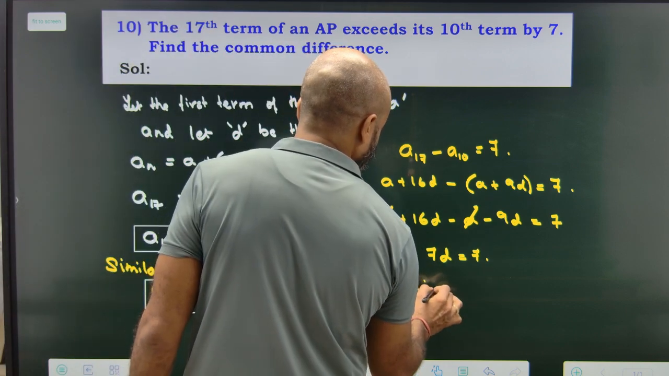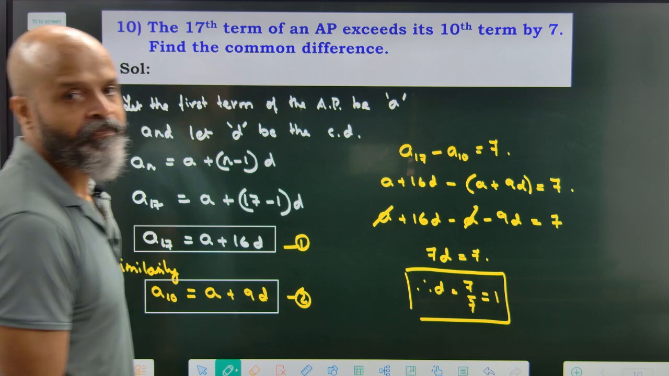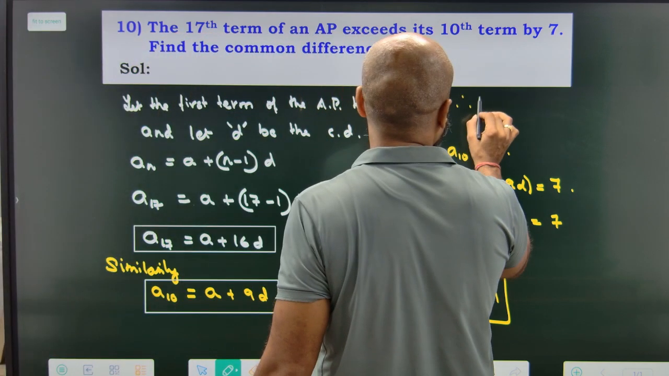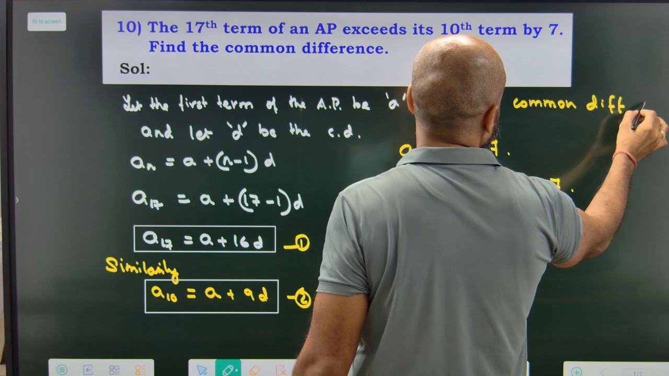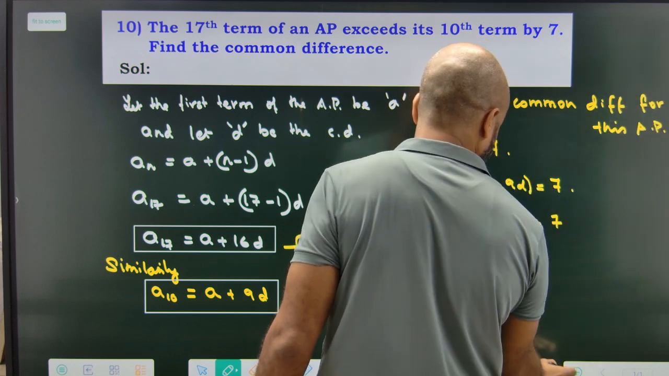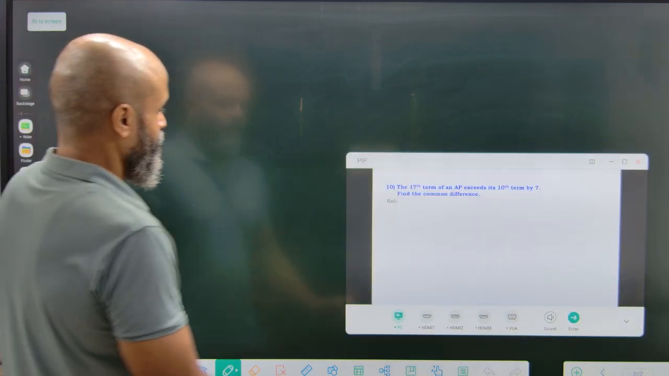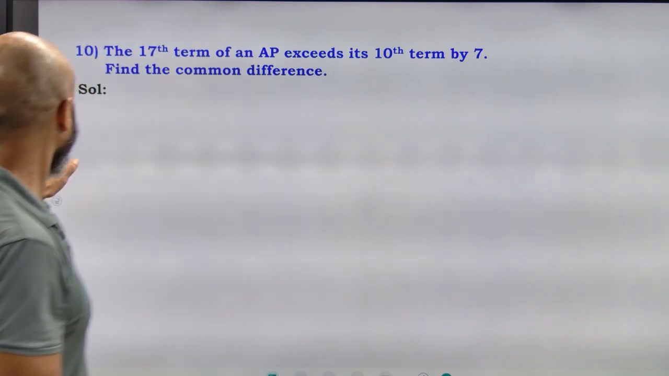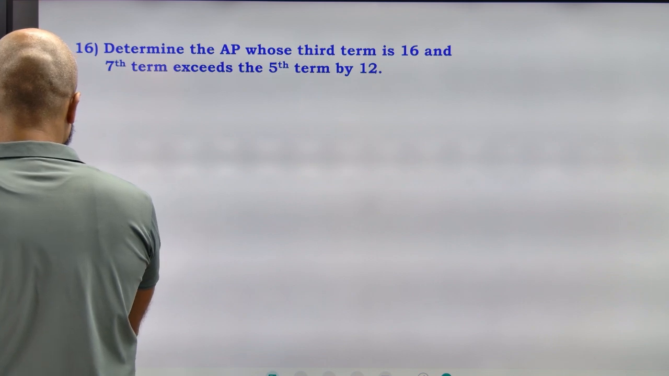Okay, so therefore D will be equal to 7 by 7. That's equal to 1. Okay, so this is the common difference. So find the common difference. Therefore the common difference for this AP is 1. Okay, all right, let's go ahead with the next problem. So if we subtract this, obviously the common difference would be 1. Let's take up this problem.